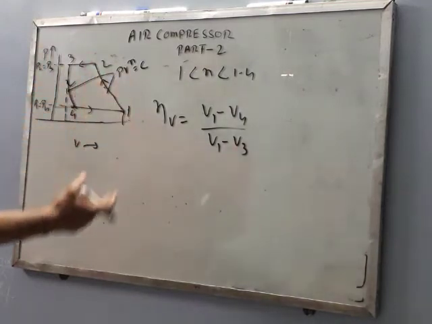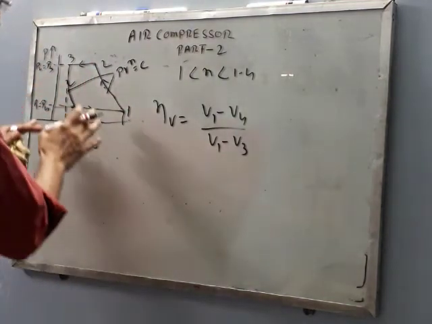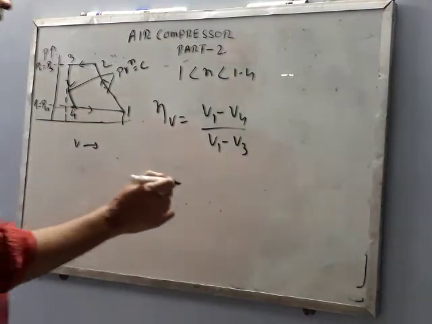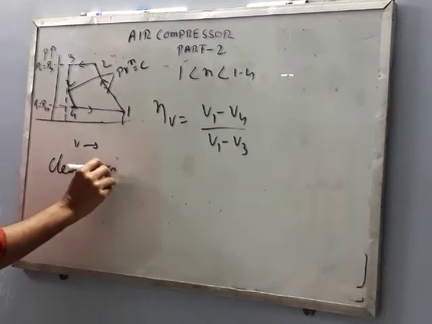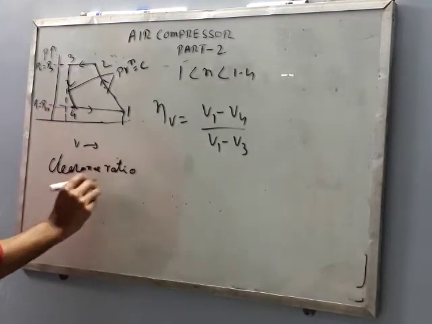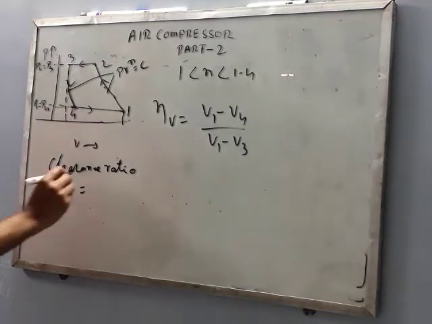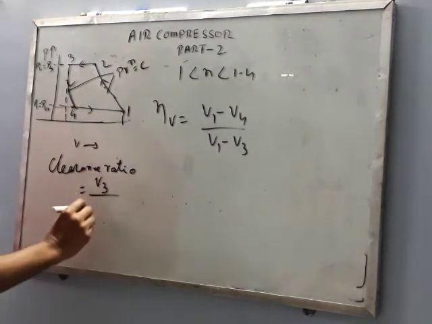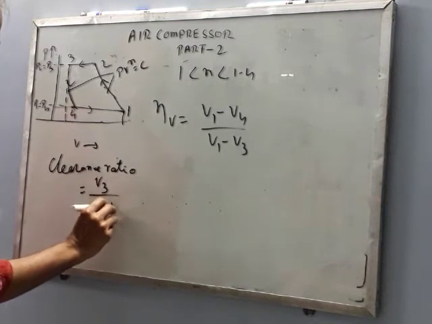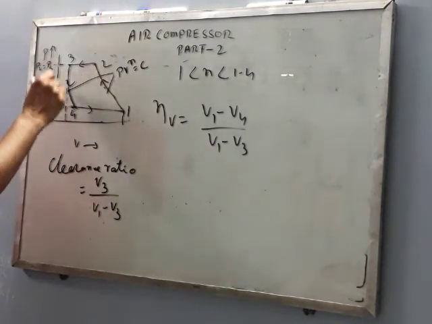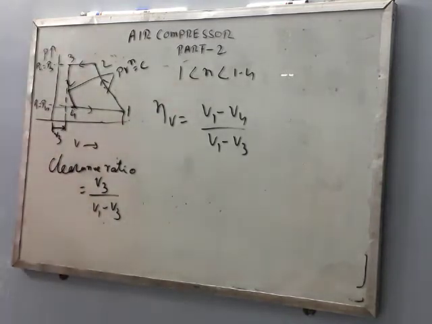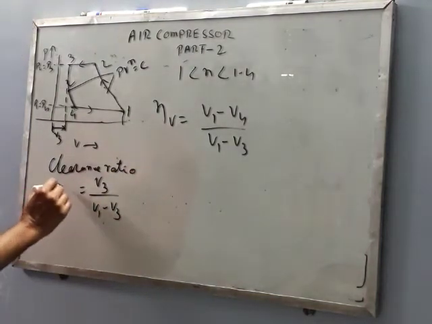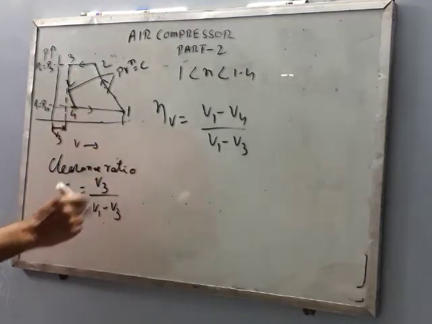Now before calculating the volumetric efficiency, there is also a ratio. One is the clearance ratio. What is the clearance ratio? The clearance ratio is the clearance volume V3 divided by the swept volume or stroke volume, V1 minus V3. So this is the clearance ratio. If we denote it, let C be the clearance ratio.